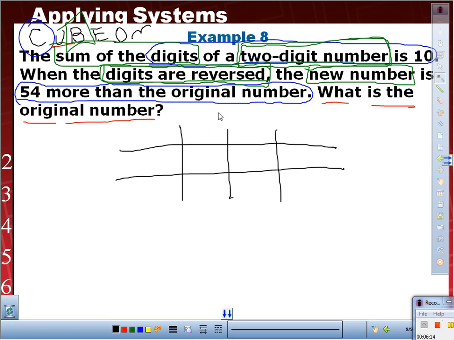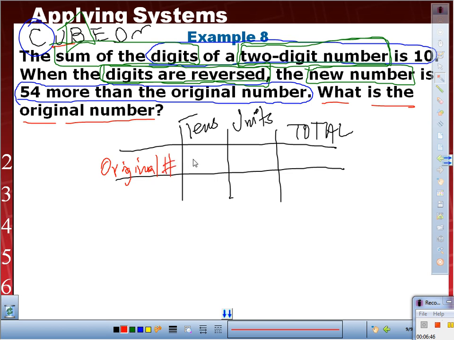So they're talking about 2 digits. What kind of digits are we talking about? Very good. Tens and units. Or you guys can call them ones, right? And here's the total. So I'm going to start with the first row with my original number. So I'm going to put original number.